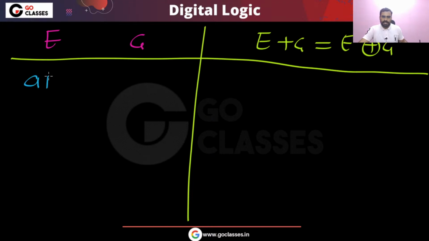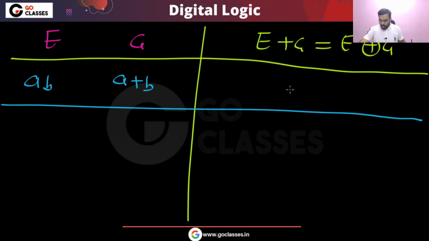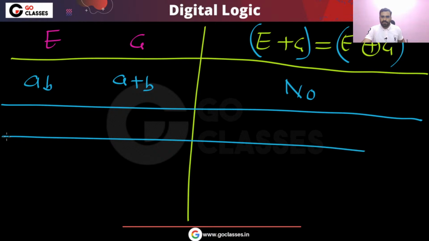For example, I give you AB, A or B. Tell me in this situation, yes or no? Is E or G same as E XOR G? E is AB, G is A or B. Definitely no, because they can be one simultaneously. When A and B are both one, then both will be one. So here I can say no.